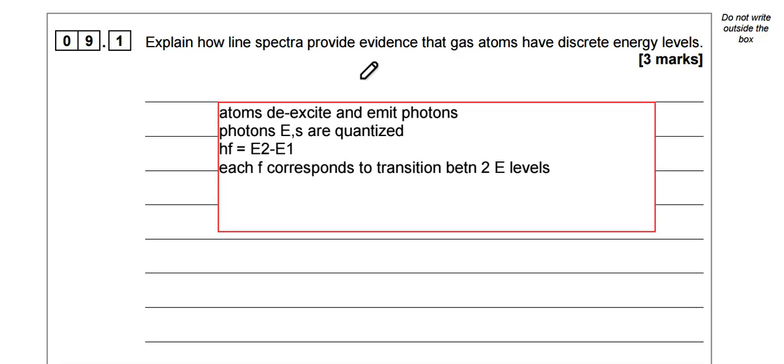How spectra provide evidence that gas atoms have discrete energy levels. When atoms de-excite, they emit photons. Photons' energies are quantized. hf, which is the energy of the photon, is equal to the difference between the energy of the two energy levels, E2 minus E1.